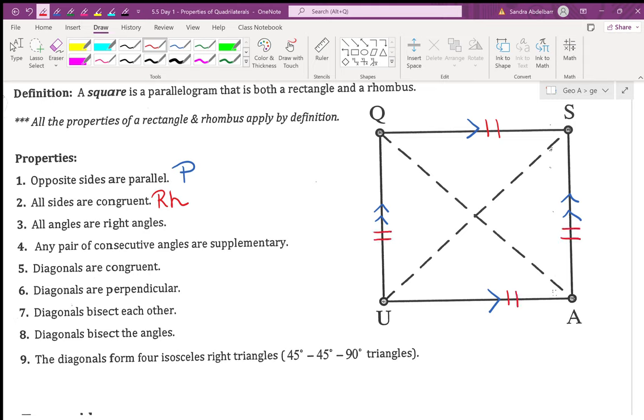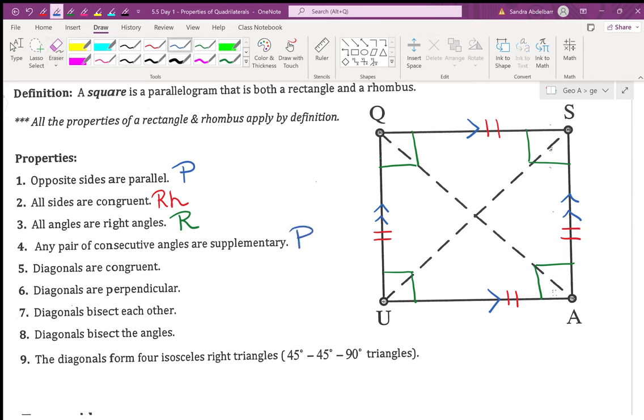All sides are equal. All angles are right angles. A rectangle. So I'm going to put an R. Any pair of consecutive angles are supplements. Rhombus. Before the rhombus, it was a property of a rectangle. Before the rectangle, it was a property of a parallelogram. This is a parallelogram. What did we say parallelogram was? Blue?